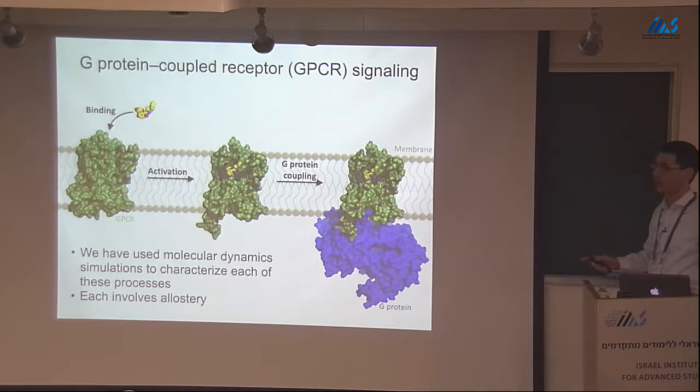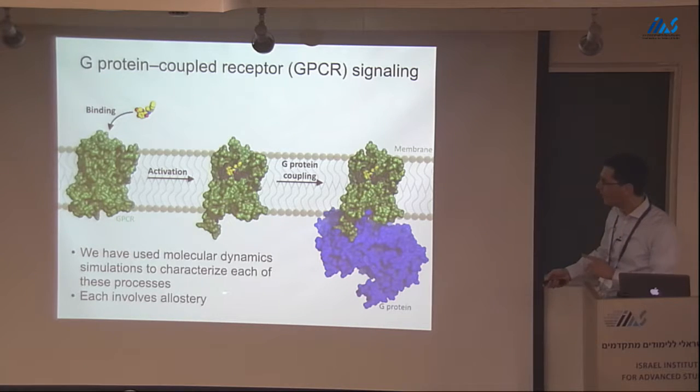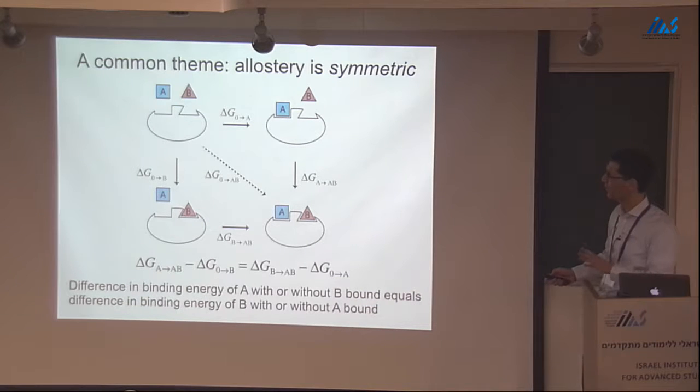I'm going to make one methodological point, although I said I wouldn't focus on methodology. That point is just that each of the three steps I'll talk about here involves allostery. And one thing that's worth keeping in mind is that allostery is symmetric. What I mean by that is that if the binding of one ligand to a GPCR, or to any receptor, makes a second ligand bind more tightly, then binding of the second ligand will make the first ligand bind more tightly. A more rigorous statement of that is that the difference in binding energy of ligand A with or without ligand B is the same as the difference in the binding energy of ligand B with or without ligand A.